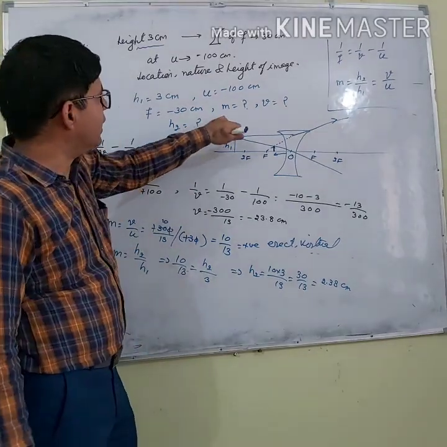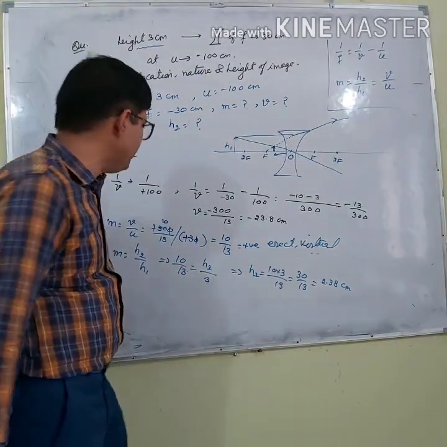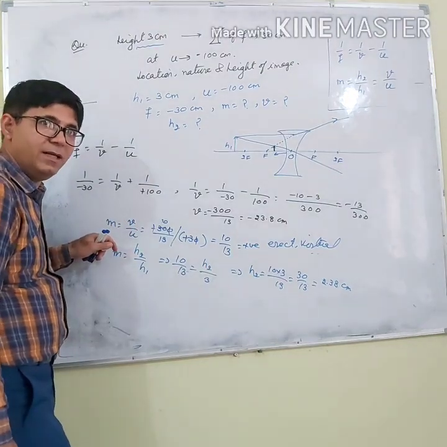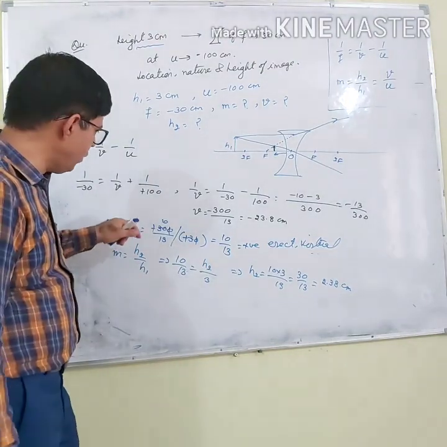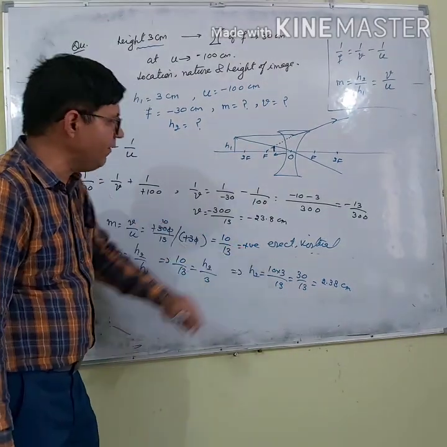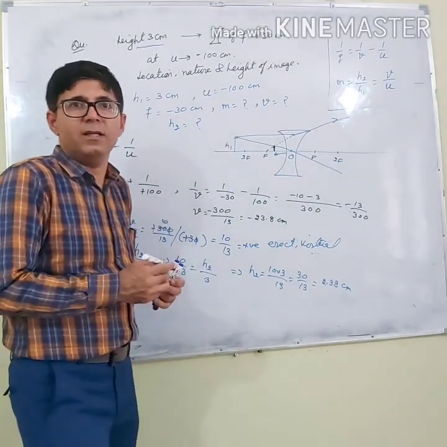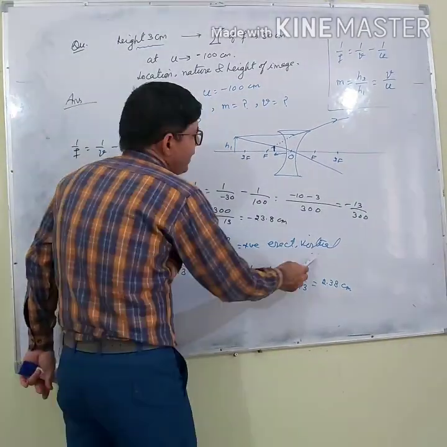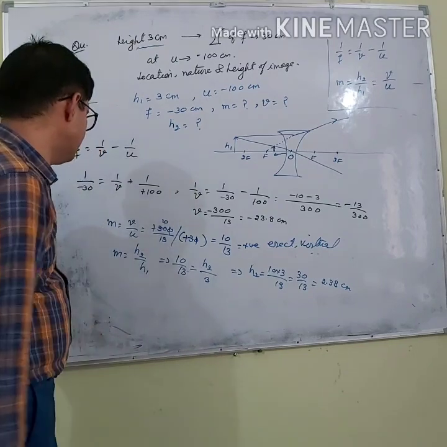Now I also have to calculate the nature of the image, and the nature of the image can be found by the magnification, and magnification is the ratio of v to u. If I put in the values, again it will be positive, and as I have explained, a positive value of magnification indicates an erect and virtual image.